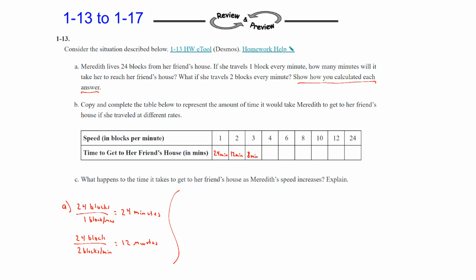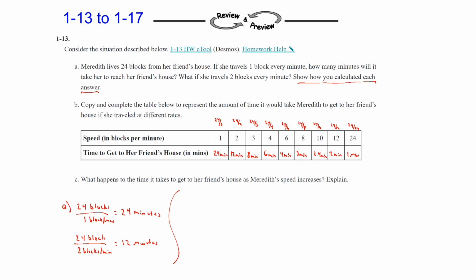And then you can kind of keep going. So each of these, I'm taking 24 total blocks divided by 1, 24 divided by 2, 24 divided by 3, and so on. 24 divided by 4 would be 6 minutes. 24 divided by 6 is 4 minutes. 24 divided by 8 would be 3 minutes to get to her house. 24 divided by 10 would be 2.4 minutes. 24 divided by 12 is 2 minutes. And then if she's traveling 24 blocks per minute, it's only going to take her 1 minute to get to her friend's house. And so we completed the table.